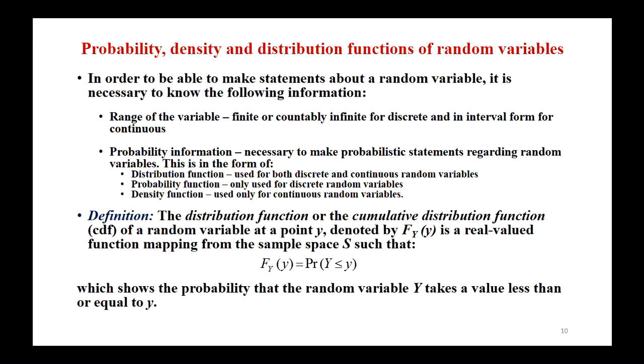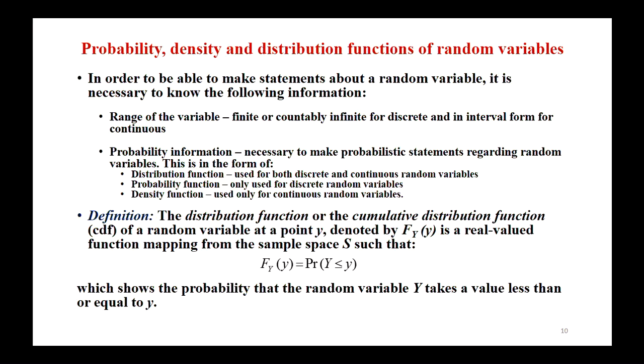We should often know the range of the random variable. So is it discrete? Is it finite? Is it countably infinite? Or do we have a set of intervals in which it can lie? We should know which values that random variable can take. And associated with each value the random variable could take, we should have some information on the probability that it does so.